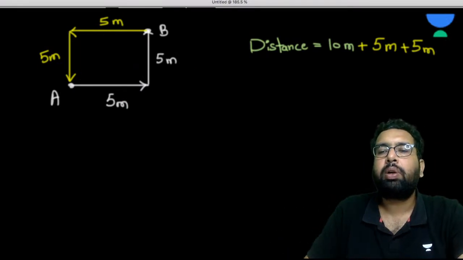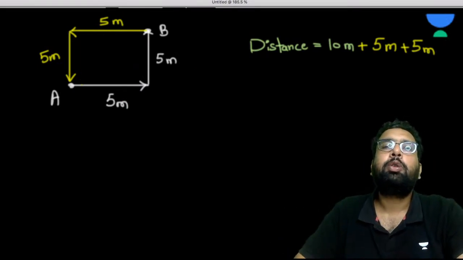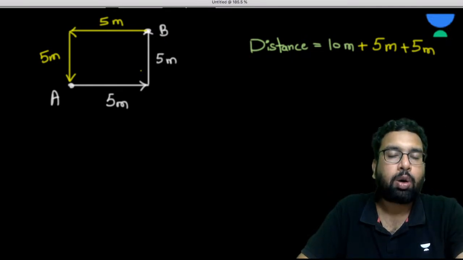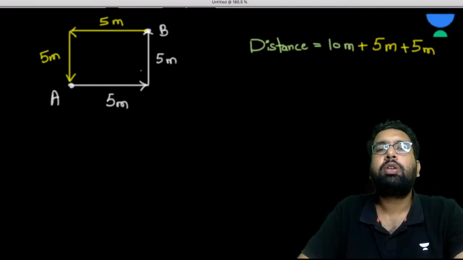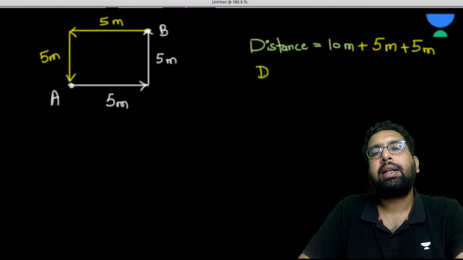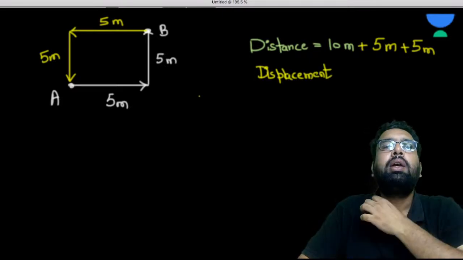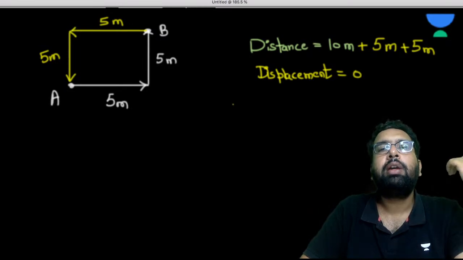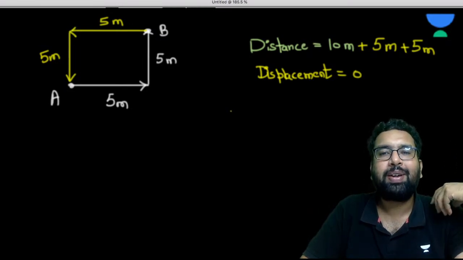Now in this case, what is going to be the displacement? Someone has moved to A and came back to that very position, that is A. In that case, the displacement is going to be what? It is the minimum distance or the shortest distance between initial and final position. So the displacement is going to be 0. I hope it is fine to everyone.